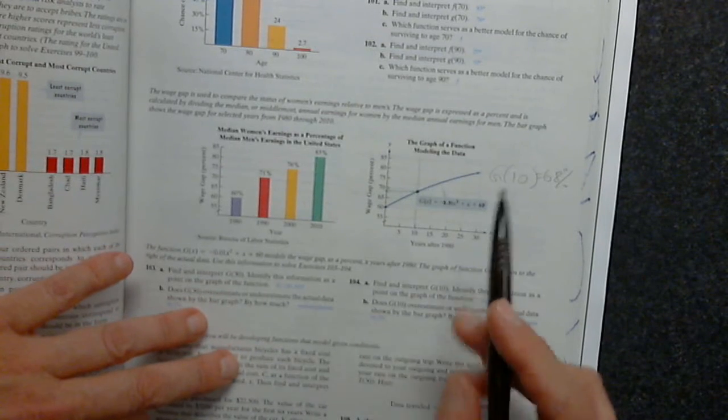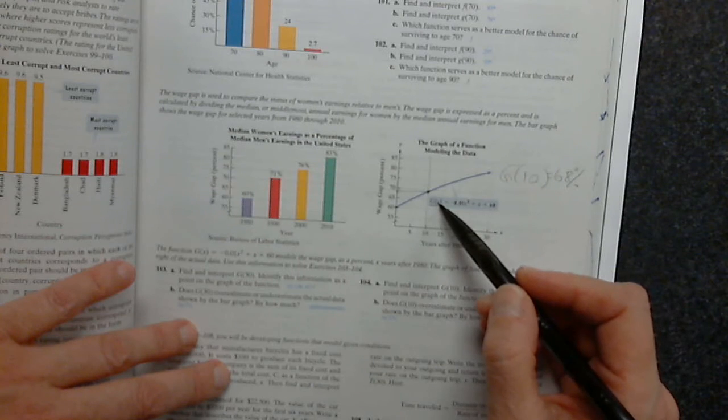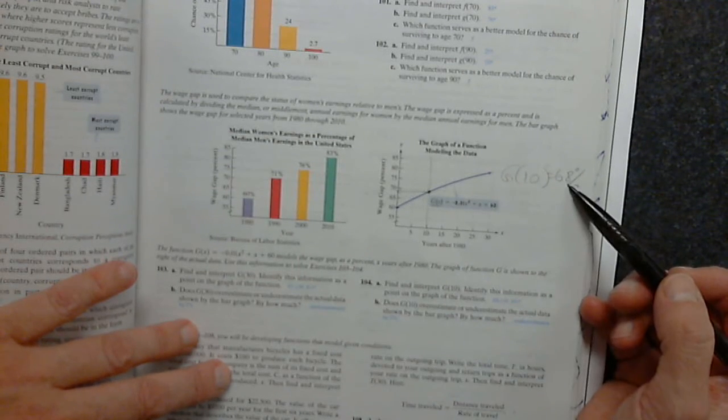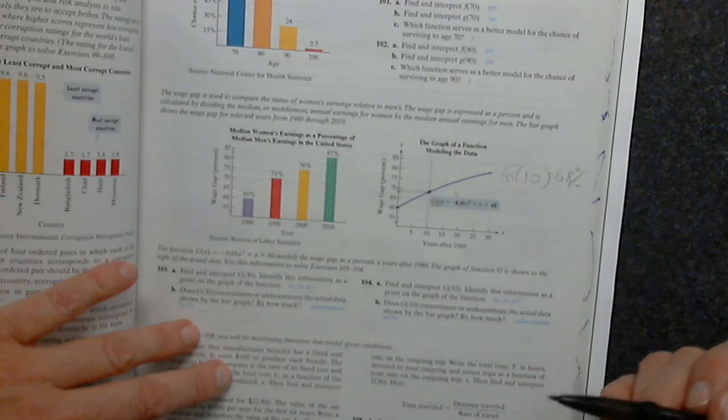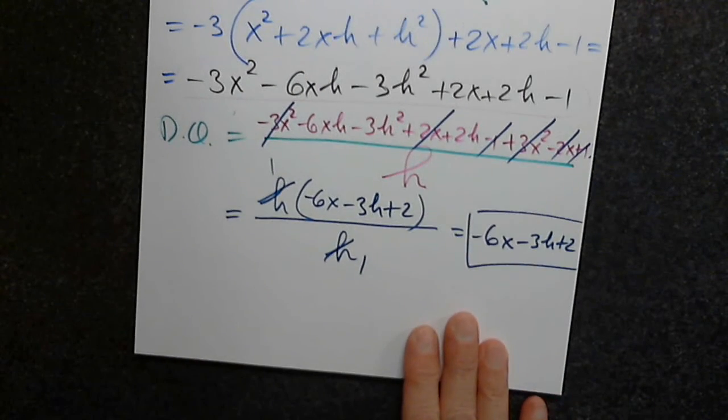Now they're asking us to find g of 10, not from the graph, but using the function. What does that mean, and what do I have to do? Substitute x with 10 and perform the operations. And then we go back and compare and see if it's lower than 68%, equal to 68%, or above. Very good. That's all I needed here. So let's take a look.